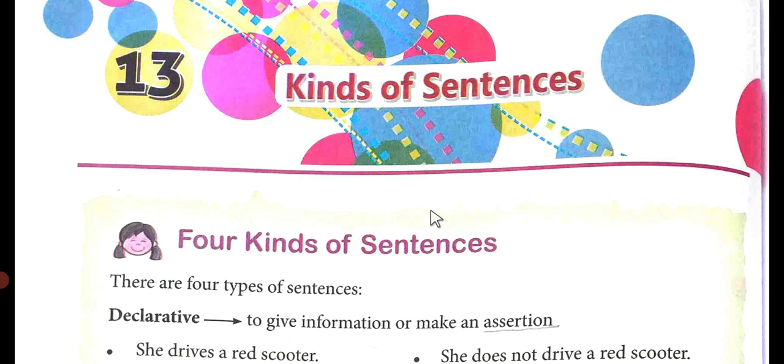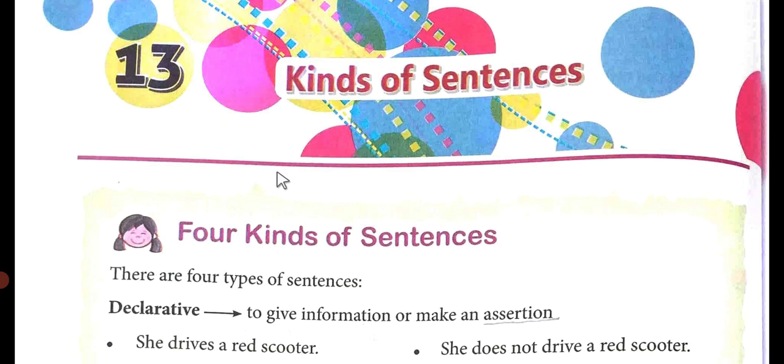So, today I, Bhavna Joshua, will take your class, and today we will study chapter number 13, kinds of sentences. As you have studied in previous classes also, there are mainly four types of sentences. So we will study about these sentences today.